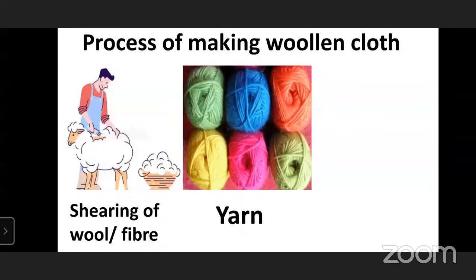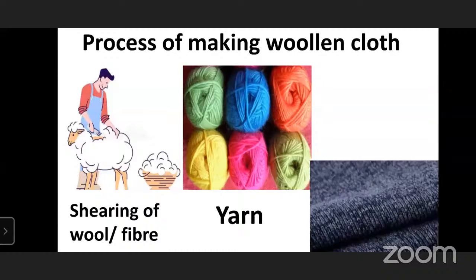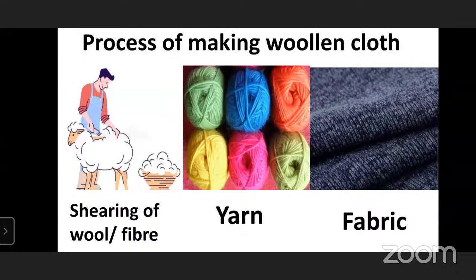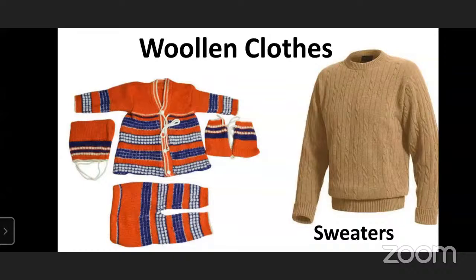That is a process, children. And then after that we will get the fabric, by weaving it. After weaving it, we will get the fabric. So first is fiber. We get the fiber from the sheep. Sheep wool. And then we'll get the yarn. And then the fabric. And with the help of the fabric, we will get the woolen clothes. So we'll make sweaters, cap, gloves. At the end, we will get the woolen clothes. These are the steps.